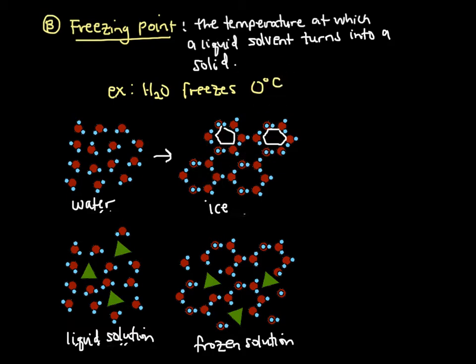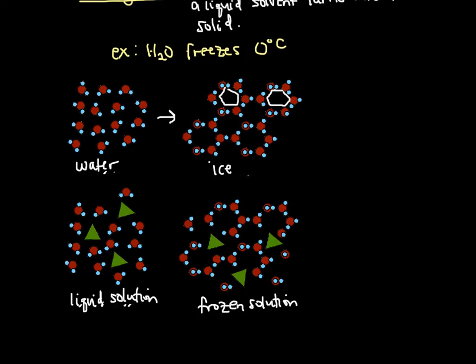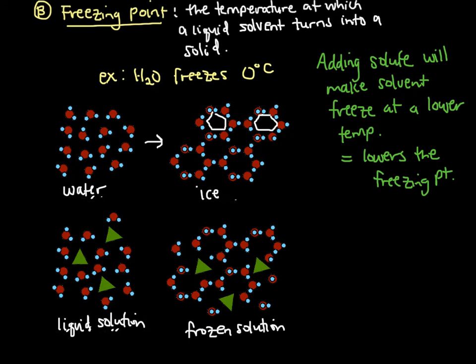When you add a solute to your solvent, in this case water, what you'll find is that the solute particles actually interrupt the water molecules' ability to form these little crystal patterns. They actually get in the way so that they can't form these crystal patterns. So the solvent has to be at a much lower temperature to form those patterns. The short and skinny is that when you add a solute to your solvent, that is going to cause the solvent to freeze at a lower temperature. So it's lowering the freezing point.